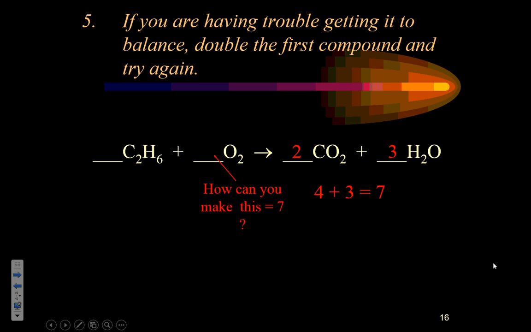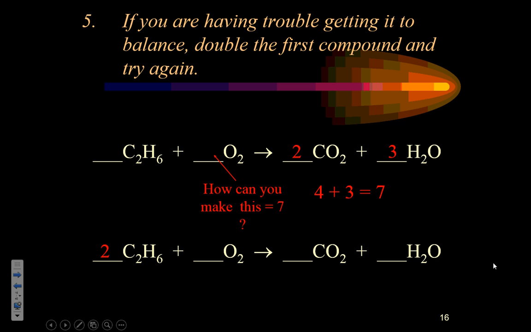So what I'm going to do is, I thought C2H6 was 1. I'm going to put it as a 2, so I'm going to double it. Now that gives me 4 carbons, which gives me 4 CO2s. And that gives me 12 hydrogens, which means I need 6 waters. That's 12 hydrogens. And now when I count my oxygens, 4 times 2 is 8, plus 6, that's 14.